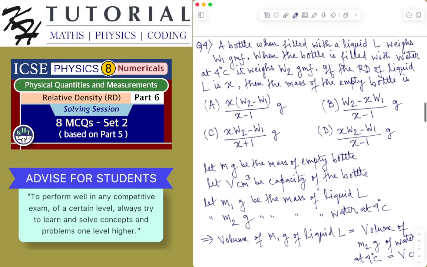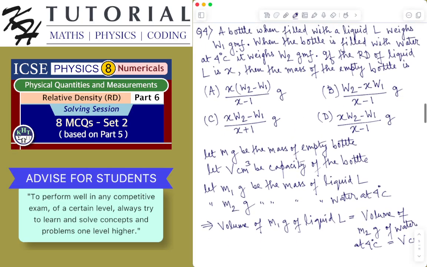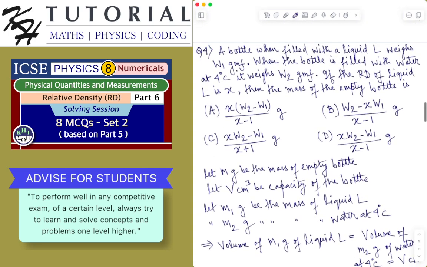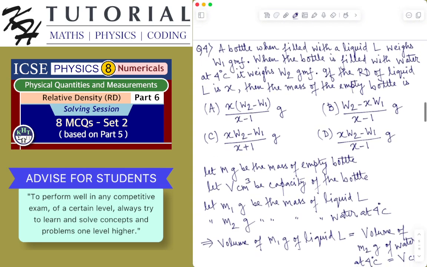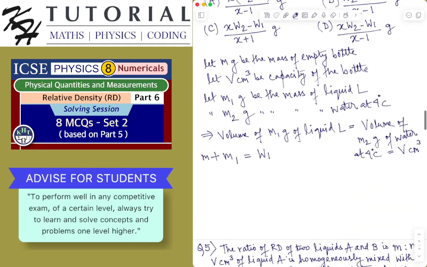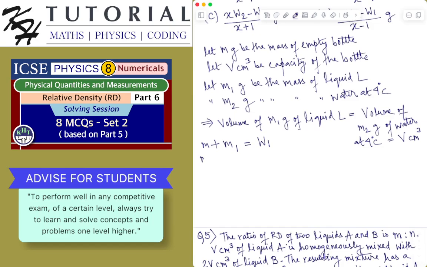Okay. So now, based on the given information, what equation can we make? In the first case, it is saying that the mass of the bottle when filled with the liquid L weighs W1 gram. So this means that the mass of the bottle, which is small m, plus the mass of the liquid, which is m1, should be equal to W1. In the second case, similarly, we will have the mass of the bottle plus the mass of the water should be equal to W2.